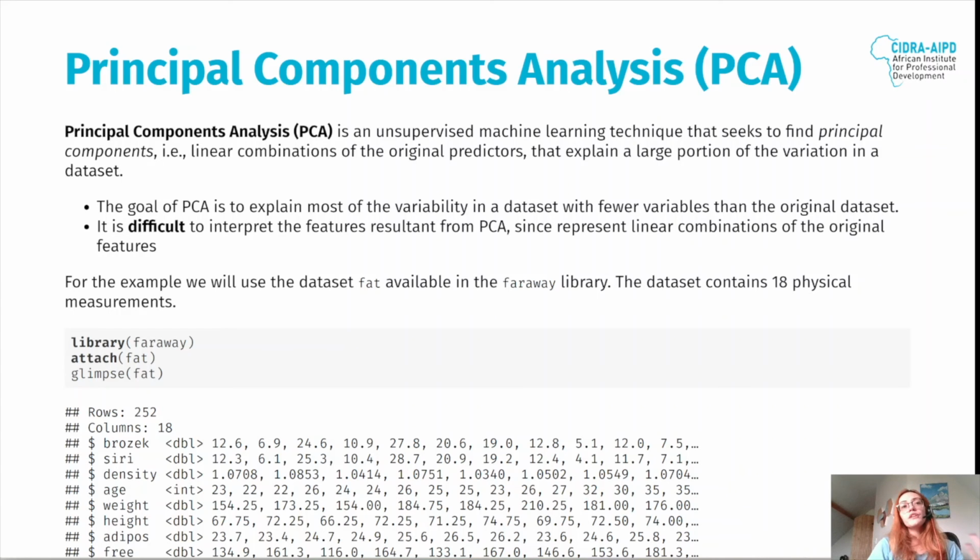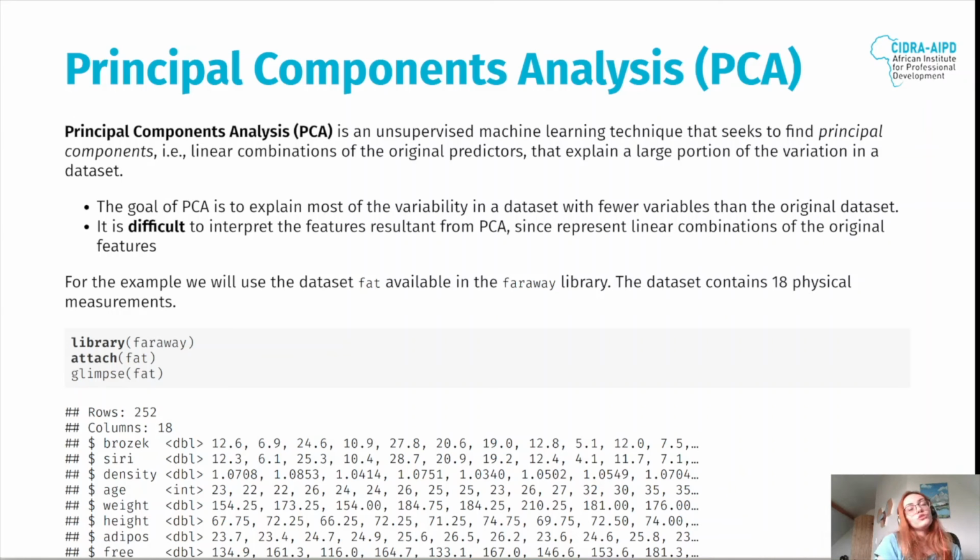So the goal here really is to explain most of the variability of a data set with fewer variables than the original data. Because of that, as we're having these linear combinations, it is very difficult to interpret the features resultant from PCA. You don't really have the means to explain what they mean, but it does make a lot of the analysis easier. So if you don't need the explainability, it can be pretty helpful.